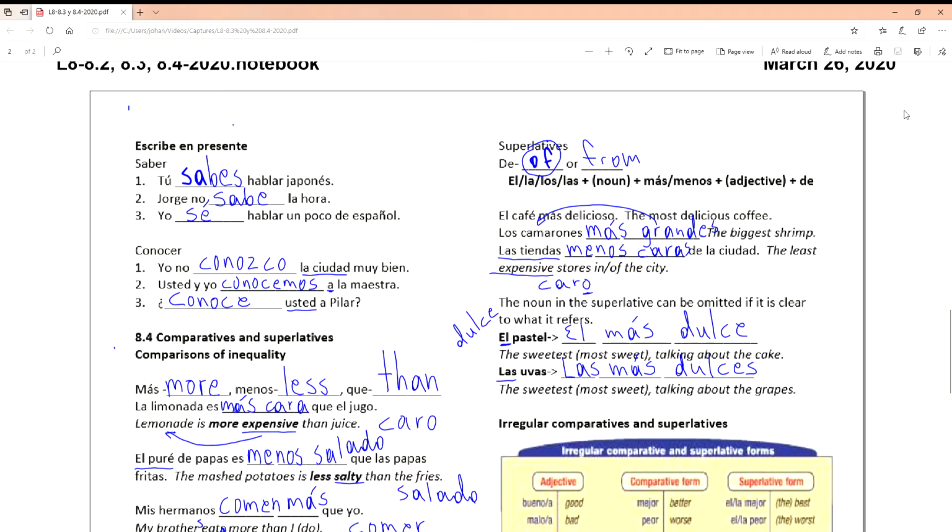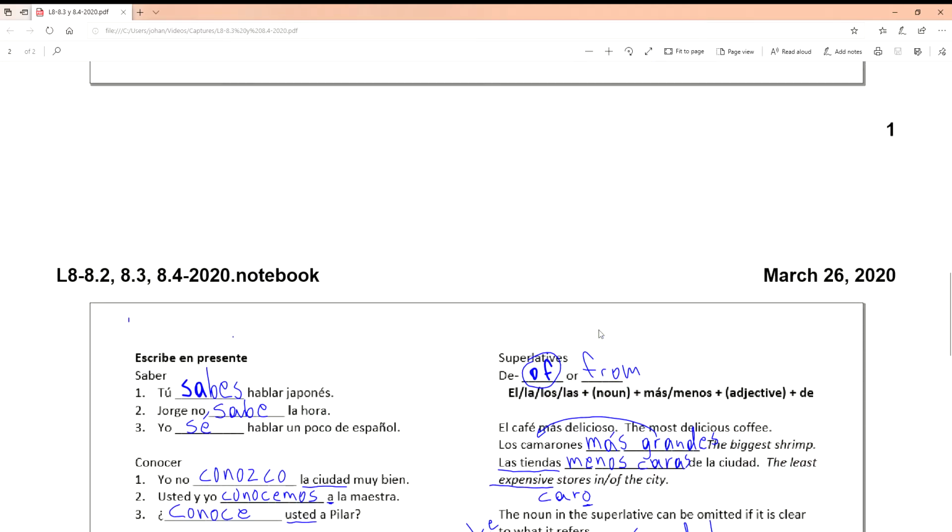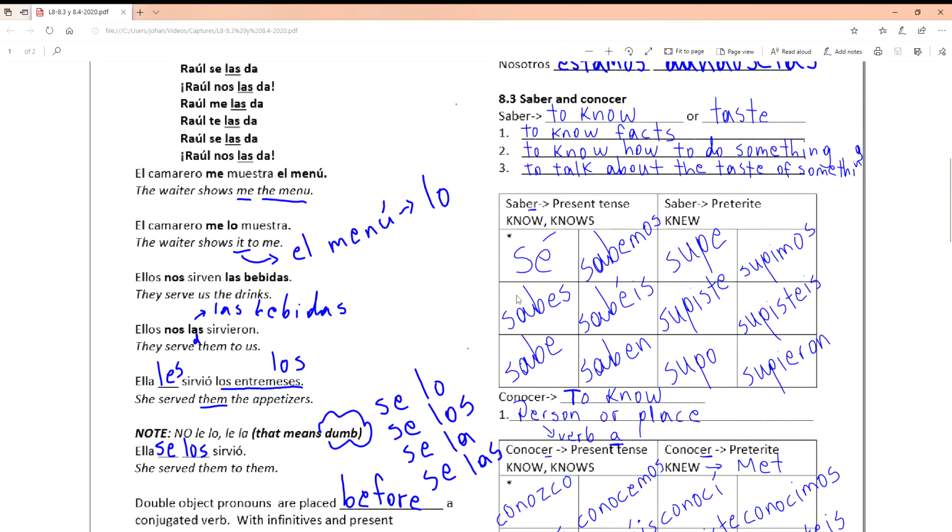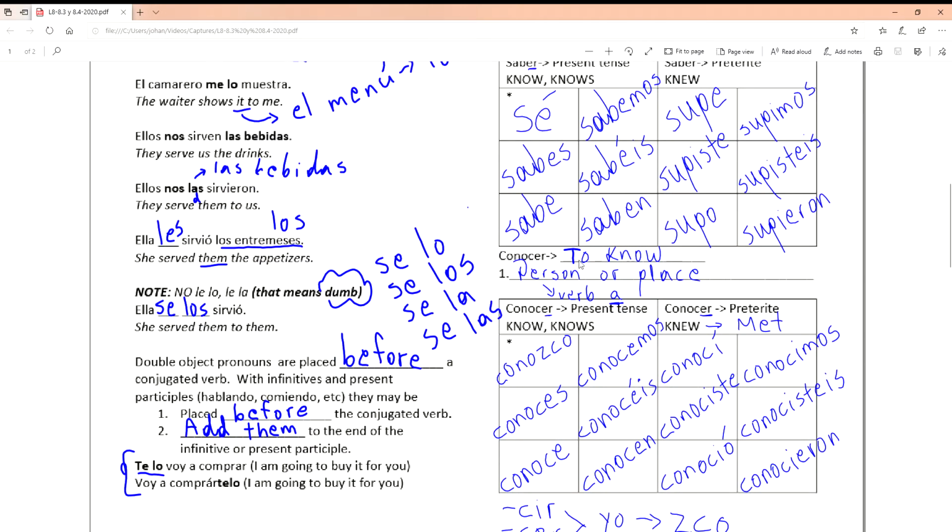All right, chicos. I hope you understand the concept of when we use saber and conocer. It is a great idea to make sure that you actually know the facts. This is what you must know. Saber: to know facts, to know how to do something, to talk about the taste of something, and then the conjugations of it. And then conocer: to know, specifically to know a person or a place. When we're talking about knowing a person, we put a little a right after the verb, called the a personal.